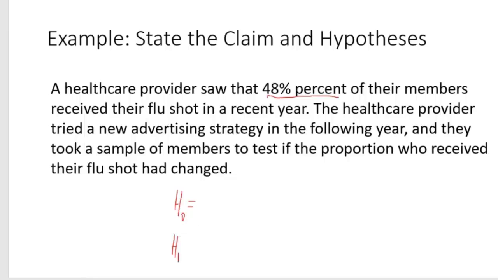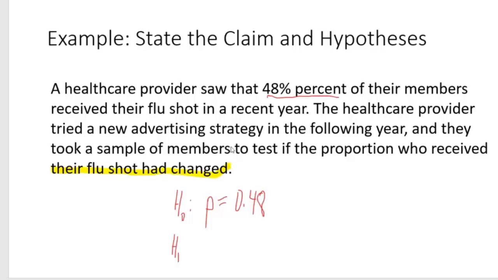Here's a small correction. It shouldn't just be H sub 0 equals. It's got to be some sort of a parameter equals. So in this case, we're looking at a proportion. So our proportion is equal to, maybe it's the same thing it always was, 48%. However, the healthcare provider tried a new advertising strategy the following year, and they took a sample of members to test if the proportion who received the flu shot had changed.